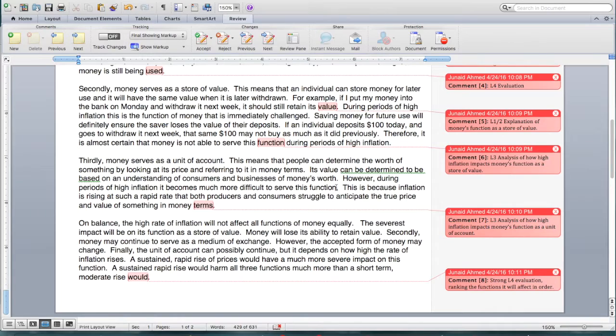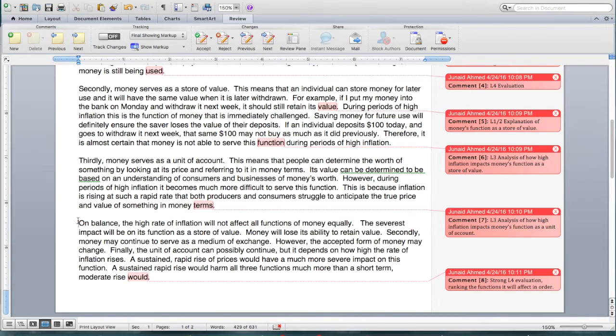This is because inflation is rising at such a rapid rate that both producers and consumers struggle to anticipate the true price and value of something in money terms. Okay. This paragraph is good. It does unit of account, high rate of inflation, builds that connection. I think it could use an example that would make it a little bit clearer. However, I do believe that they have made the point clearly in this paragraph.